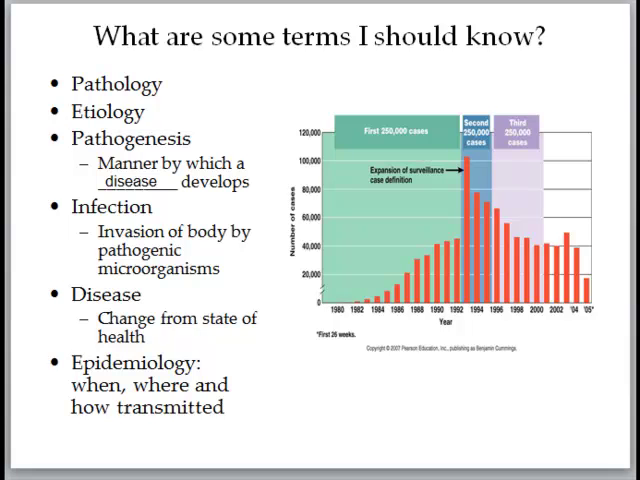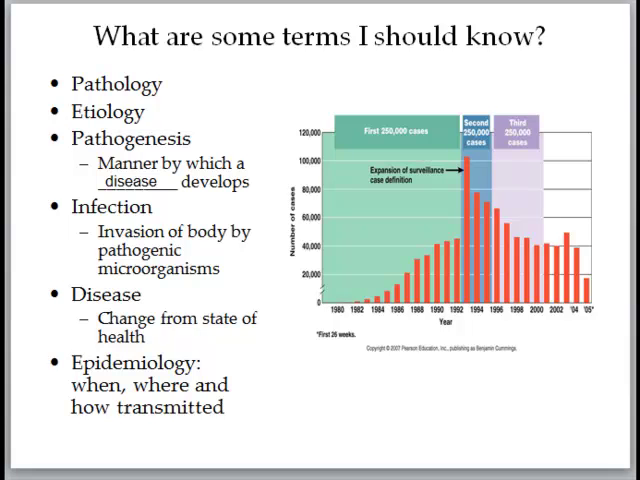Secondly, we deal with something called pathogenesis, that is the manner in which the disease develops. The third part of pathology is concerned with the structure and function changes caused by the disease and how it affects the human body. Sometimes when a person gets sick, we use the terms infection and disease interchangeably. However, in the study of pathology, there is a difference between the two.